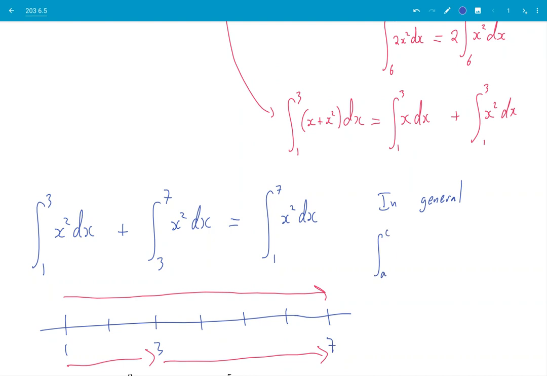If you go from a to c, f of x dx, plus the integral from c to b, f of x dx, that's going to equal the integral from a to b, f of x dx. Okay, pause and copy that. I want to say a few more things. So in general, pause and copy.